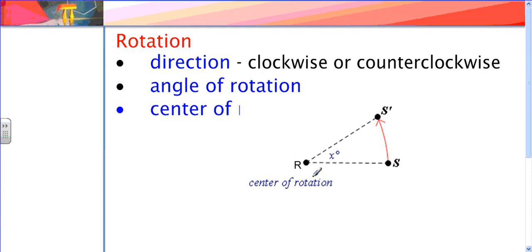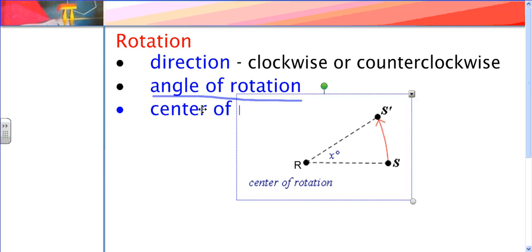Okay, so what is a rotation? Well, it's a turn, right? So a rotation is comprised of three things. The first is direction. We can either rotate something clockwise or counterclockwise. But what we need to know is how much we rotate the figure, and we call that the angle of rotation. That tells me how much my figure turns. And then there's also a center of rotation.